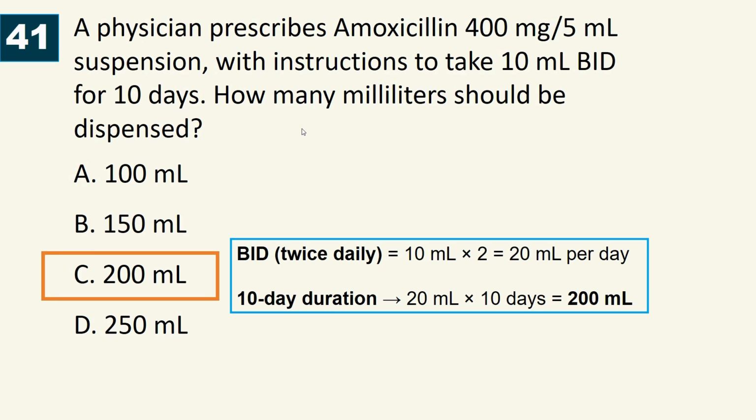Here BID means twice daily, that means 10 mL twice daily, with 20 mL per day. So it is for 10 days. So that gives you 200 mL total.